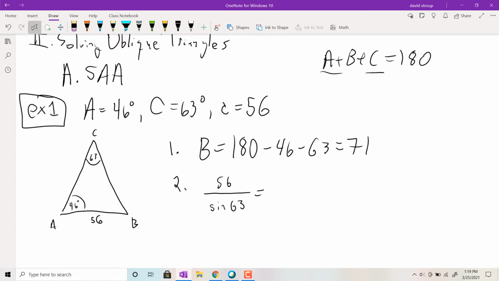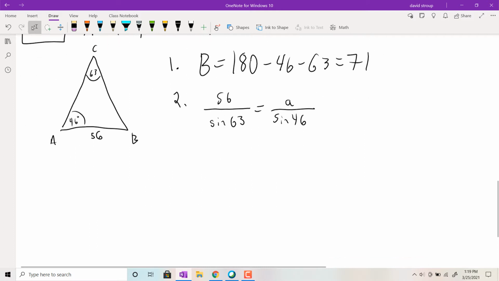And I'm going to try to solve for little a, because I know the angle. Big A is 46, but I don't know what little a is. So I have an equation here. I can solve it because it only has one unknown. So pretty easy to solve. It's just multiply both sides by sine 46.